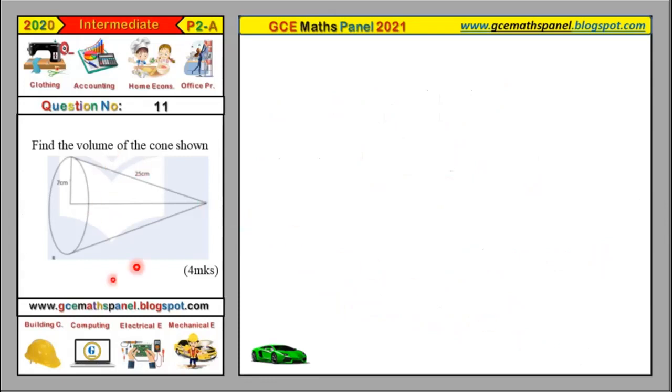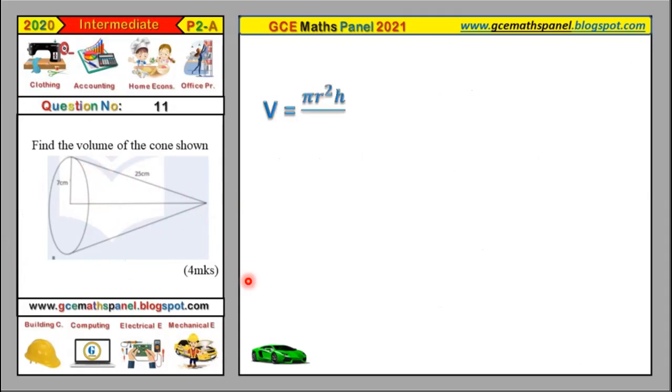Question 11, find the volume of the cone shown. What you have to note here is that we should be cautious not to use the slant height to calculate the volume of a cone. You have to use the perpendicular height, not the slant height. So from Pythagoras, you can get the height.